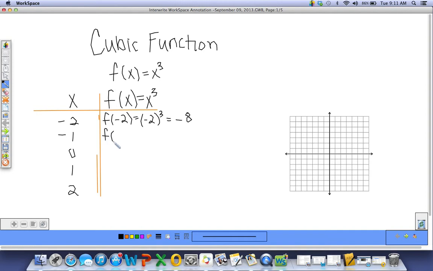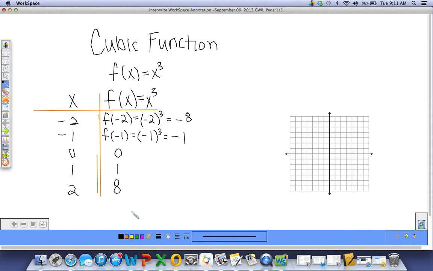Now we do -1. So f of -1 is -1 cubed, which is -1 times -1, which is +1, times -1 is -1. 0 cubed is 0. 1 cubed would be 1 times 1 times 1, which is 1. And 2 cubed would give us 2 times 2 times 2, which gives us +8.